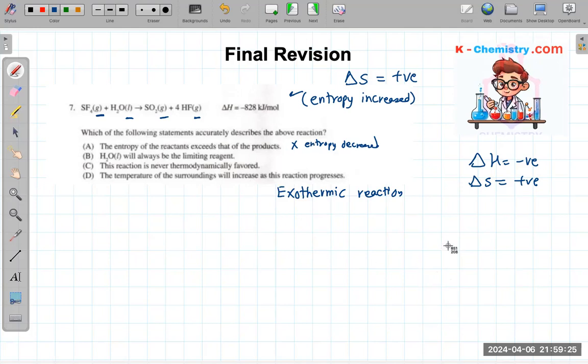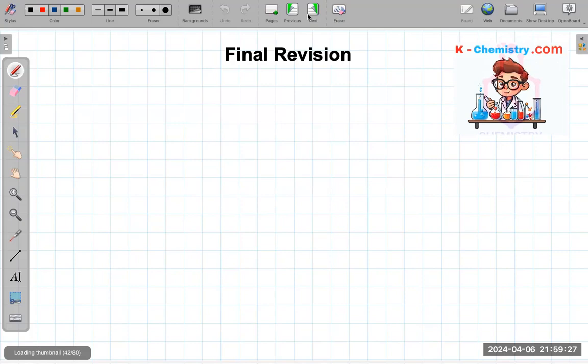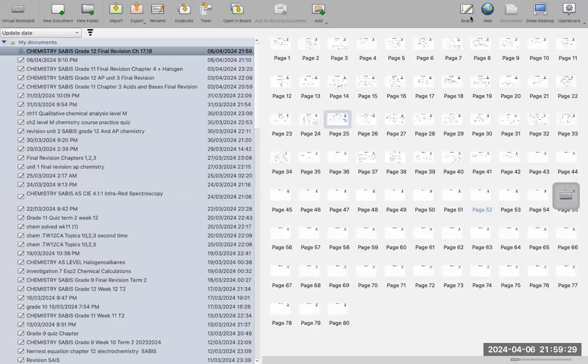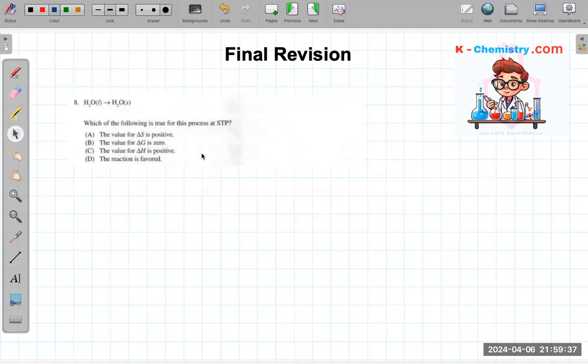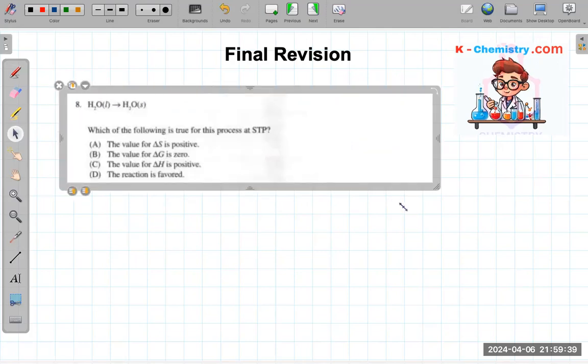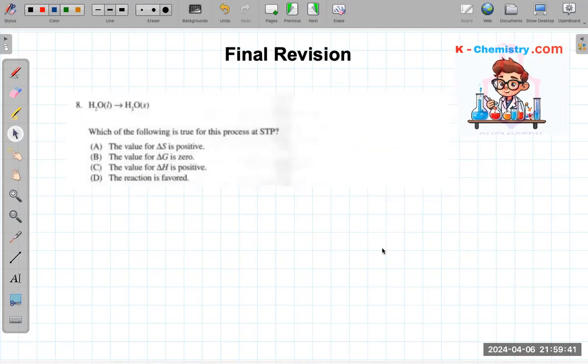Which of the following is true for this process at STP? The value for delta S is positive. This one has changed from liquid into solid. So of course it is negative, not positive. So delta S is negative.